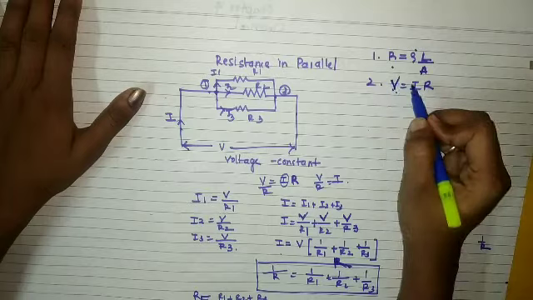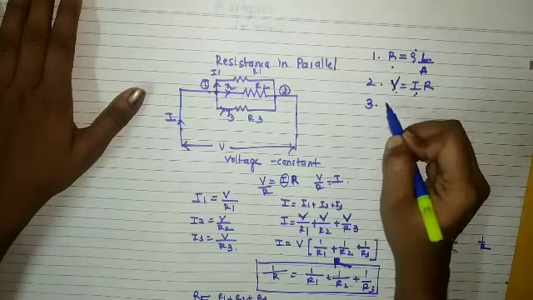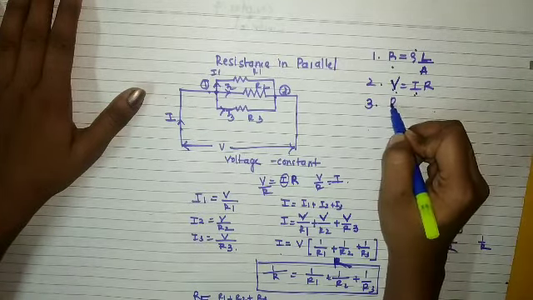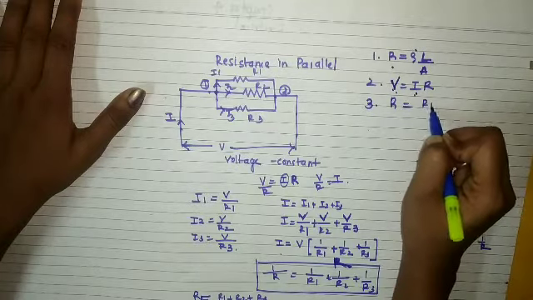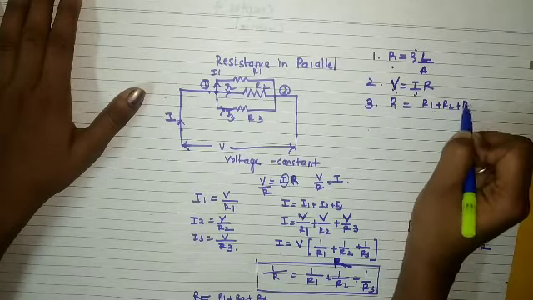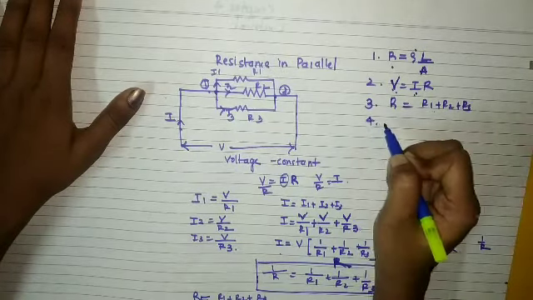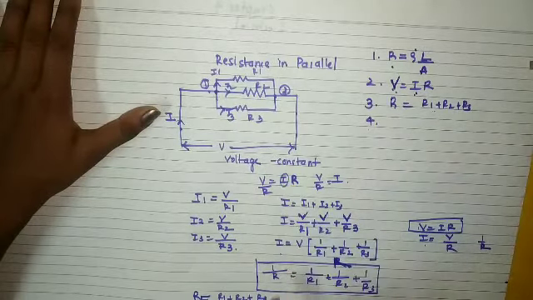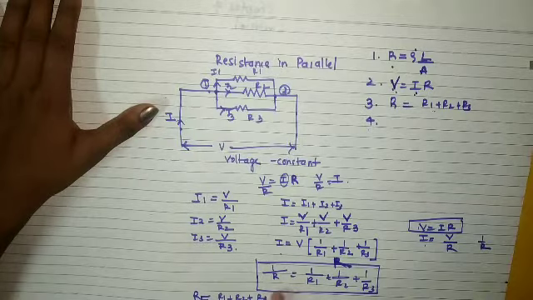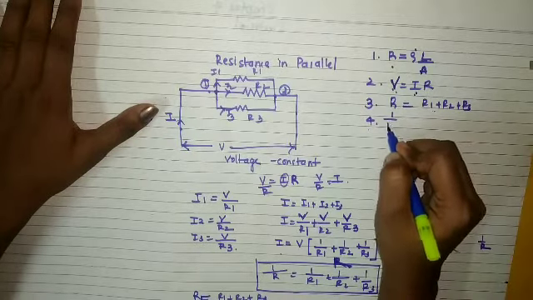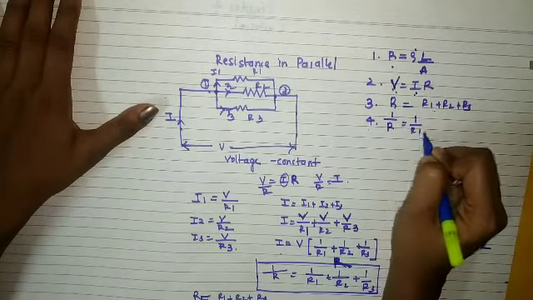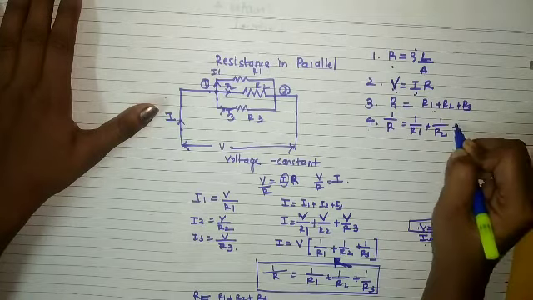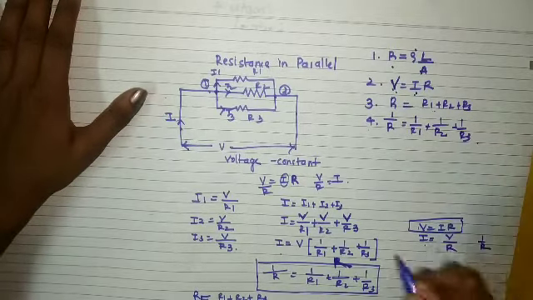So we have to remember this formula. And the third one is for the series connection, R is equal to R1 plus R2 plus R3. And for parallel connection, we have derived this formula for R. So for parallel, 1 by R is equal to 1 upon R1 plus 1 upon R2 plus 1 upon R3.